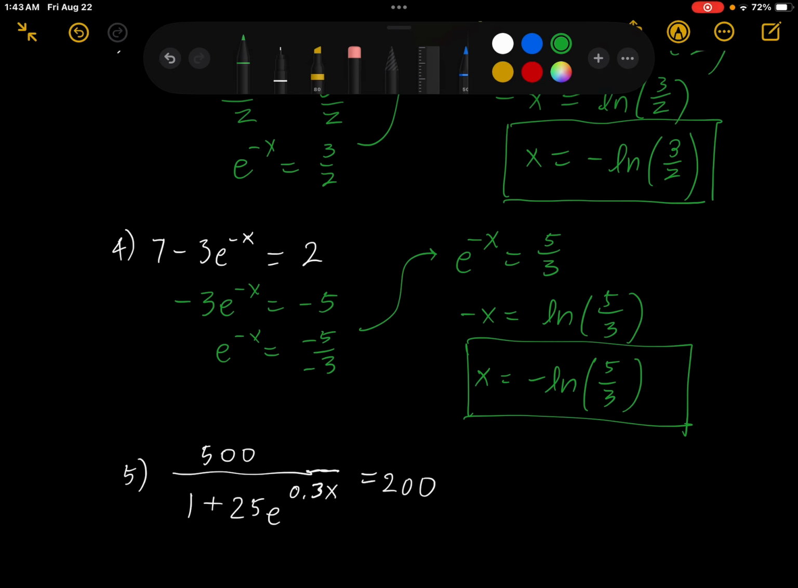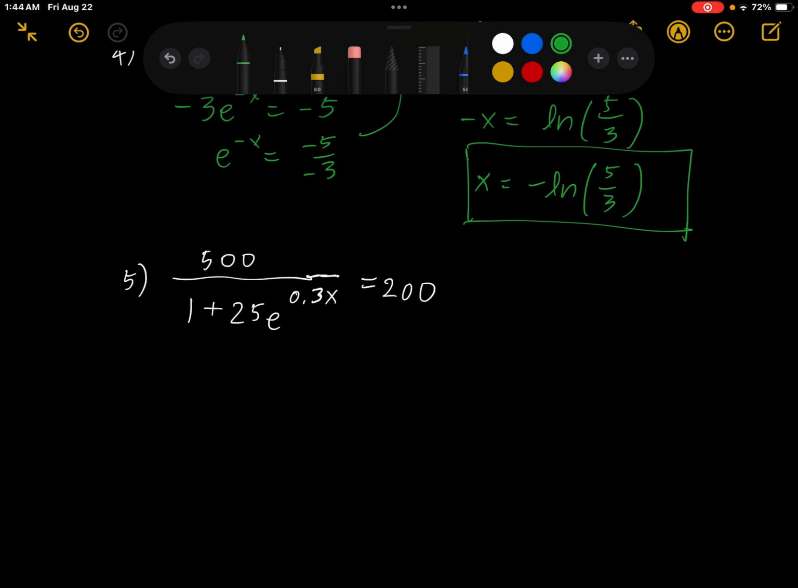Alternatively, we could have added 3e to the x, or 3e to the minus x to both sides, and then subtracted 2. And that would give us 3e to the minus x equals 5. And then you would just do the same steps as before.